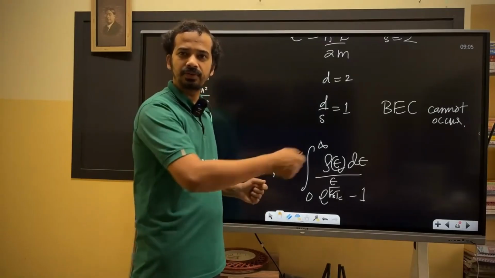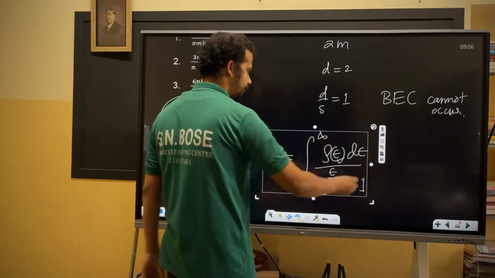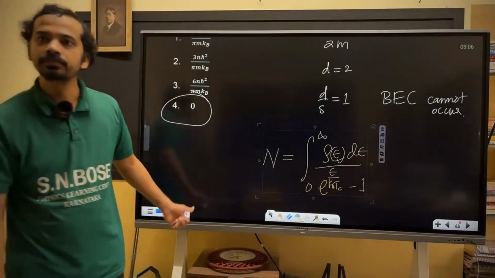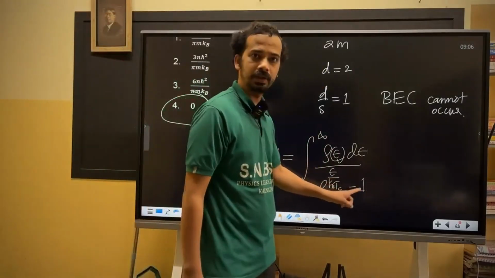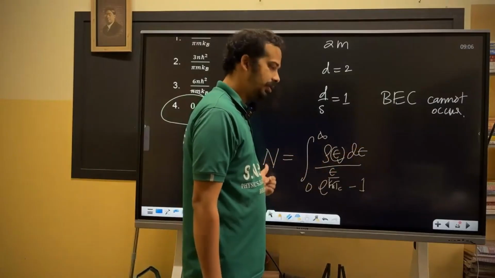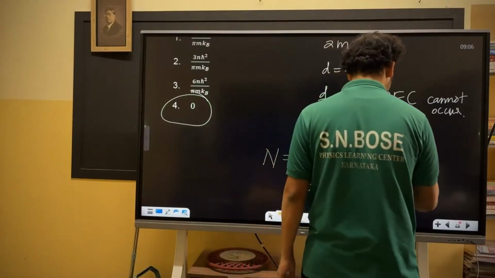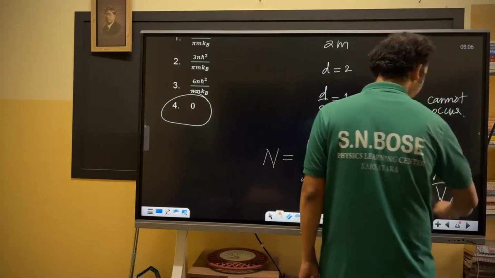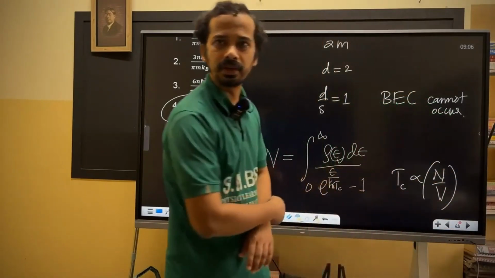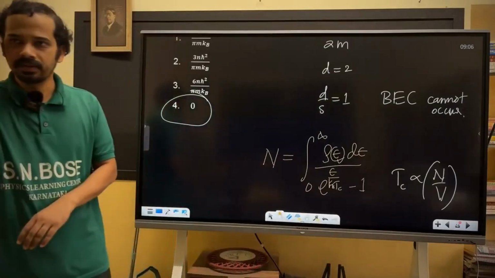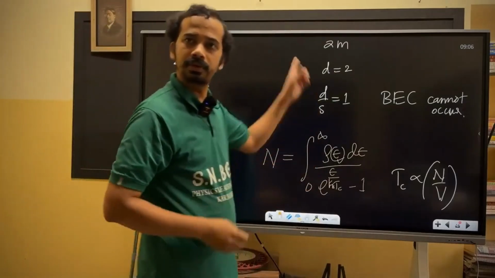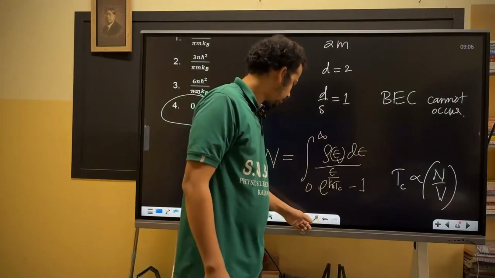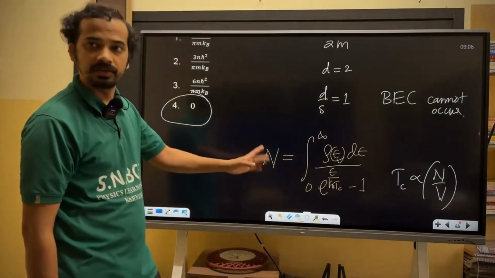I use some limit to convert it. This is right, am I right? I put T equal to Tc and solve for Tc. I found Tc proportional to N by V to the power 2 by 3 in the usual case. The condensation temperature in the usual one is different; he made it 2 dimensions. Fine, so check this out. That should be worked out.